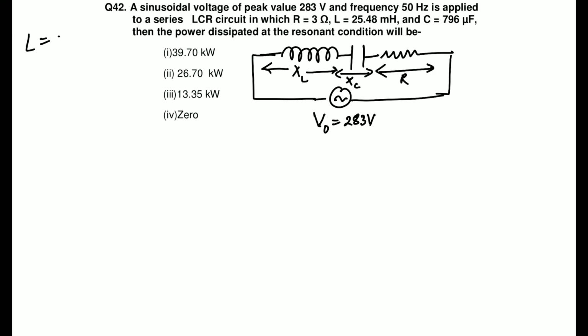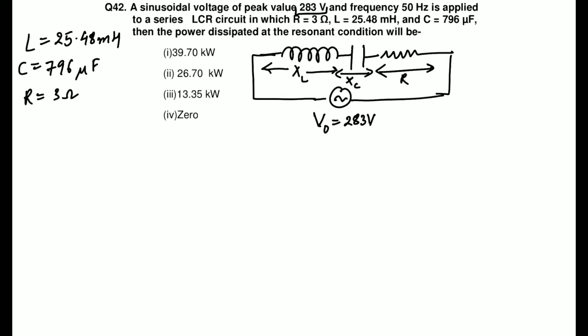XL is not given; L is given to us, 25.48 millihenry. Capacitance is given as 796 microfarad. Resistance is given as 3 ohm. Now we know the peak value of the voltage, the peak value of voltage is given to us.